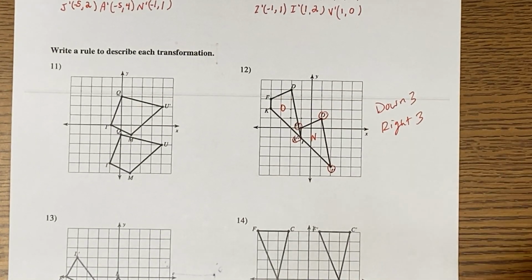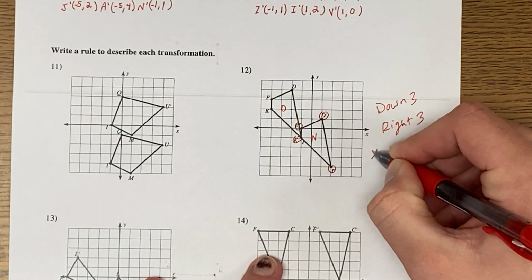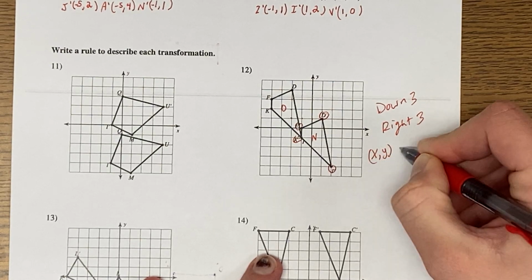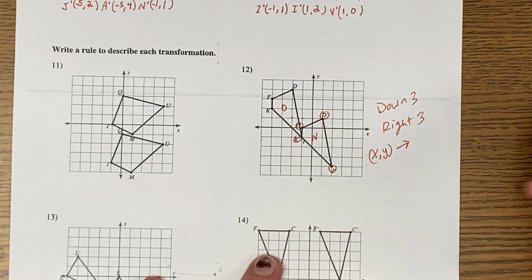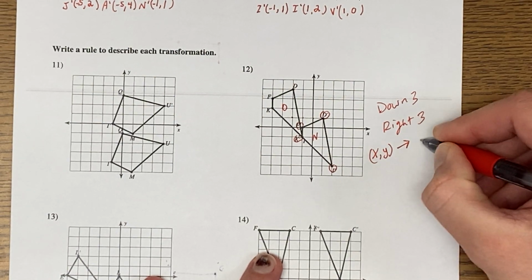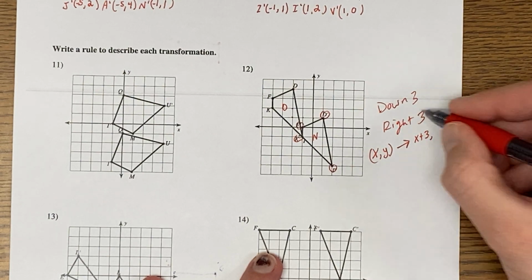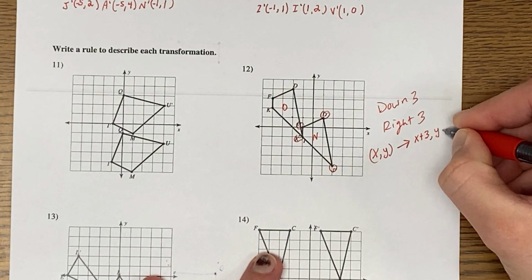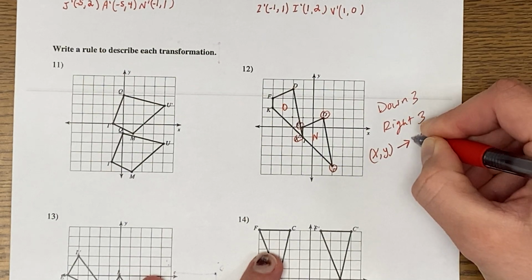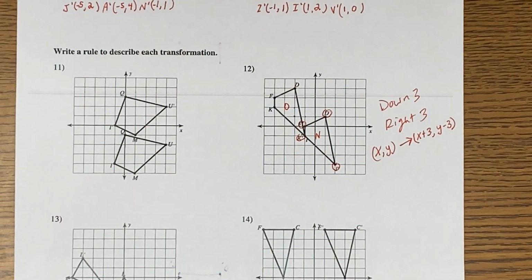And that's our rule. Now we could say we went right first and then down. That's the same thing. We're going to end up in the same place, okay? Now if we wanted to write it in notation, we could say (x, y) with an arrow, okay? And then right 3, we'll list right first because that's going to be our x-coordinate. We'll say x plus 3 because we went right 3. And then down 3 would be y minus 3. And we'd put that in parentheses just like that. All right, let's look at number 13.